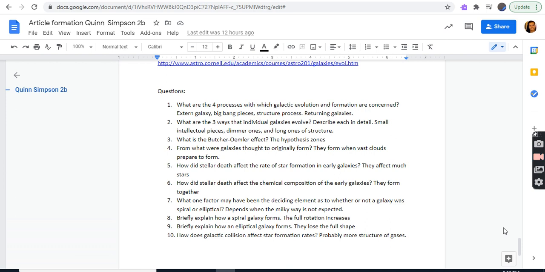Briefly explain how a spiral galaxy forms. The full rotation increases. Briefly explain how an elliptical galaxy forms. How does a galactic collision affect star formation rates? Probably more structure of gases.